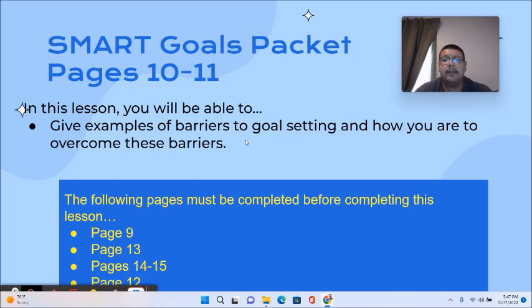Now, the following pages must be completed before completing this lesson: page 9, page 13, pages 14 and 15, and page 12. If you have not completed any of those pages, make sure that you go back to the video that is titled by the page number of the SMART Goal packet. You're not going to be able to understand this video if you do not complete those pages. Let's go ahead and get started.